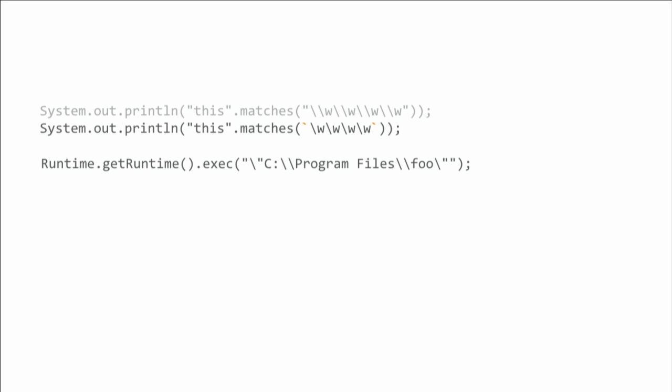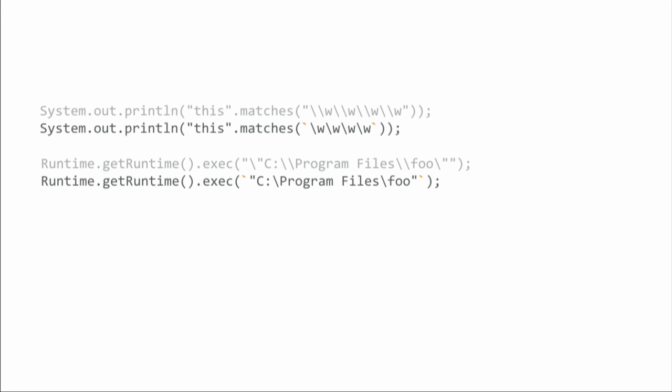If you're on Windows, you've probably had to write code like this, where file system path names have backslashes in them. Why didn't they choose forward slashes? I don't know. So instead of that, you just use raw string literals, and it looks more like what you expect. You can also have multi-line string literals.